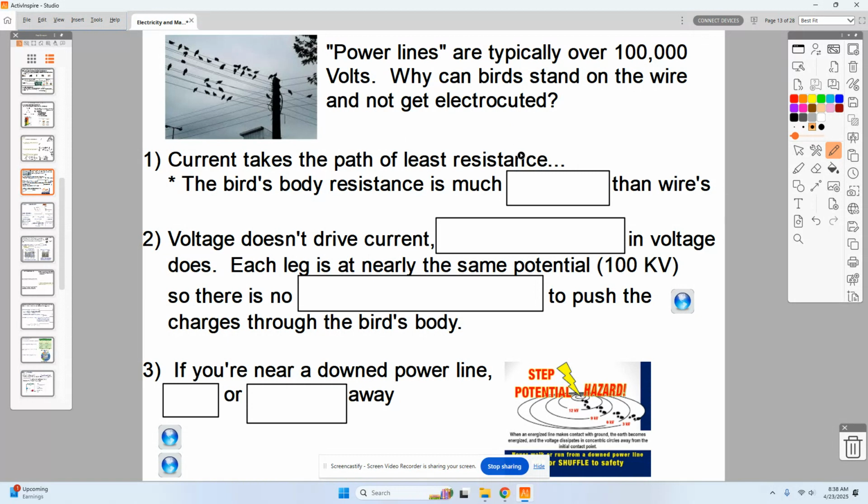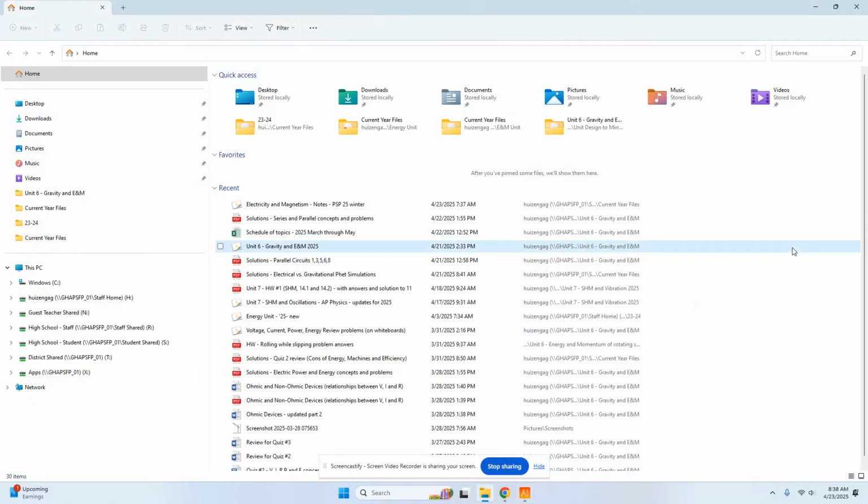Things are always going to take the path of least resistance. Well, the resistance of the bird is much greater than the resistance of the wire. So the wire itself is a very good conductor, the bird not so much. And so the current is much more likely to just flow through the wire than through the bird.